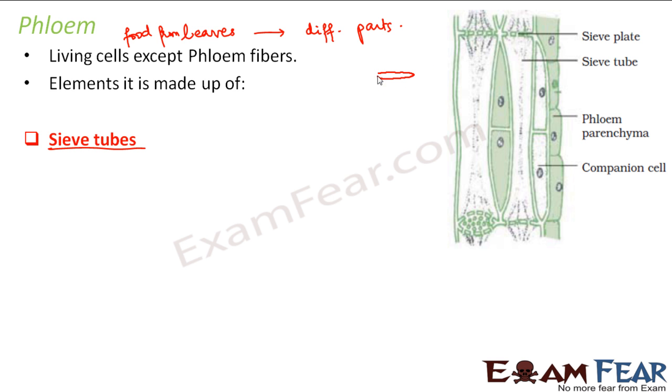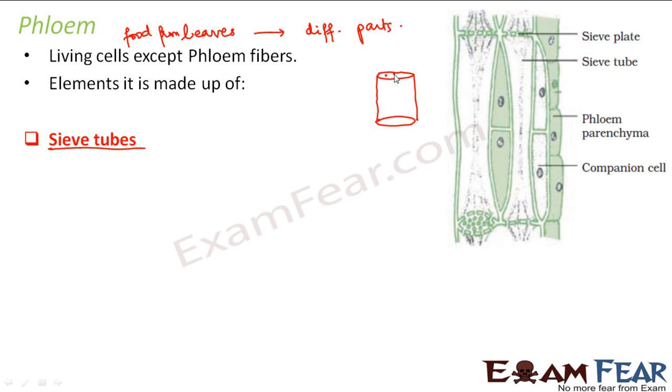If I try to draw it in a simple form, it is a tube-like structure this way, right? These sieve tubes help in transportation. Now, how are they arranged in a phloem? A series of sieve tube elements are joined end to end. So there are many sieve tube elements joined end to end, and that is how the phloem is formed. It helps in transportation of food from one cell to another.